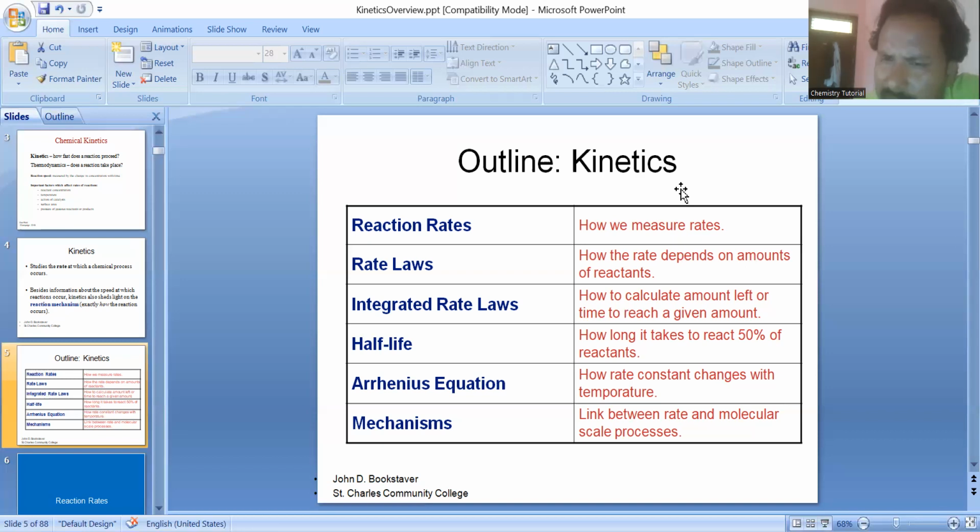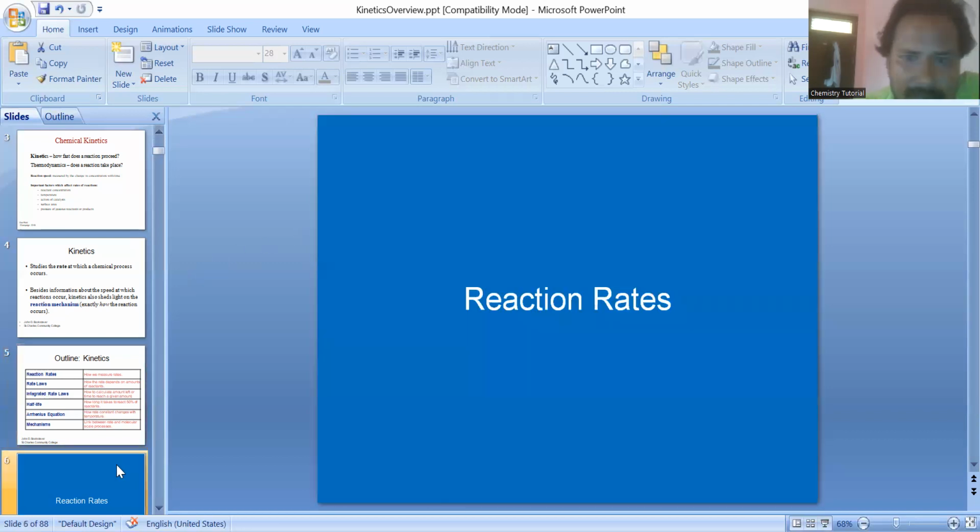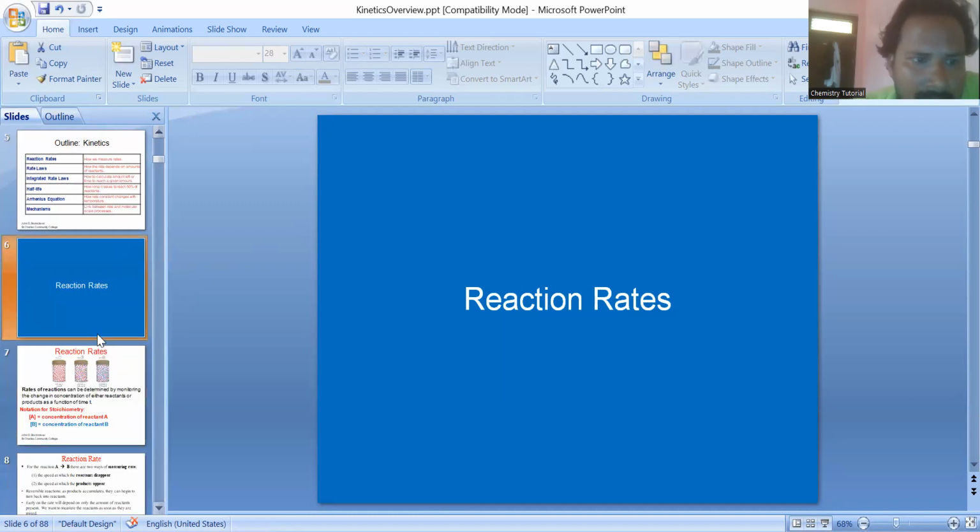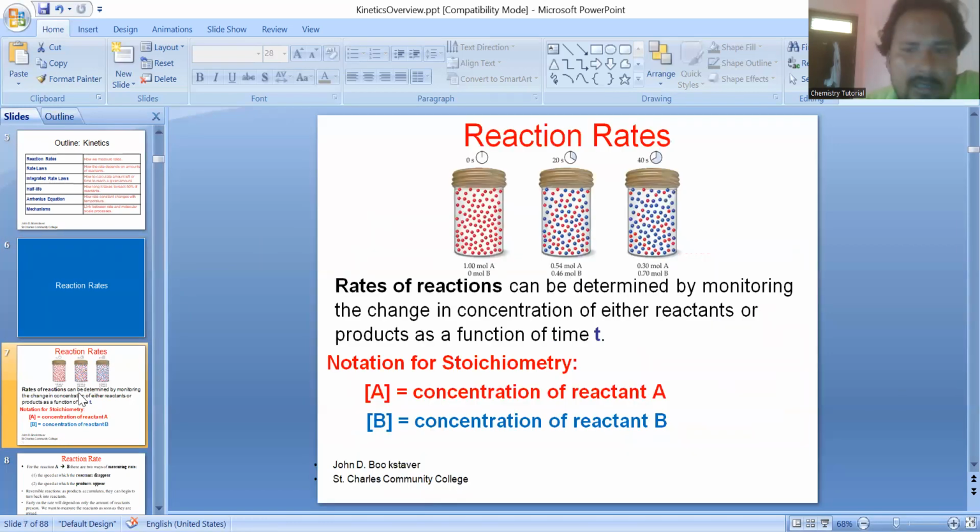The Arrhenius equation tells about the change of the rate constant with temperature. Okay, and mechanism reveals the link between the rate and molecular-scale processes. So these are some phenomena I will discuss later. Now we will discuss the reaction rate. If you see this figure, there are three different figures, and the upper one mentions the time, and the lower one indicates the concentration of reactant and products also.